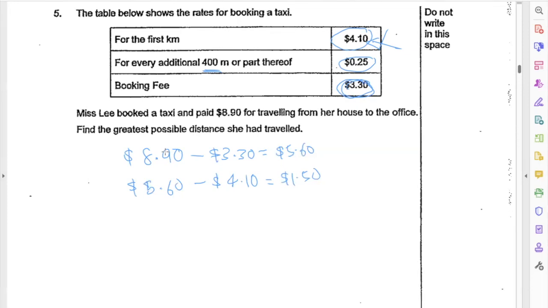and then 25 cents for every 400 meter. So how many 25 cents are there inside $1.50? Because if you know how many 25 cents are there in $1.50, you will know how many 400 meter Mrs. Lee would have traveled. So you divide by 25 cents. Use a calculator and you will get 6. So there are 6 groups of 400 meter. So the 6 groups of 400 meter give you a distance of what? Give you 6 times 400, 2400 meter, which is equal to 2.4 kilometers.